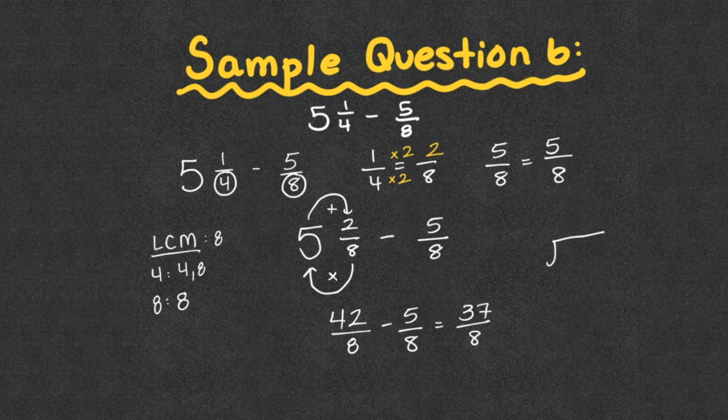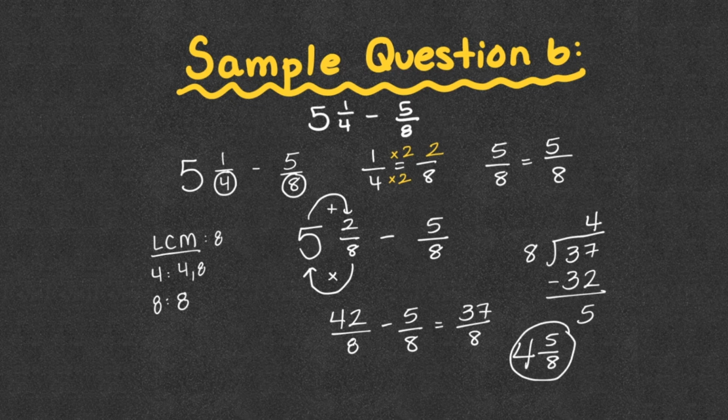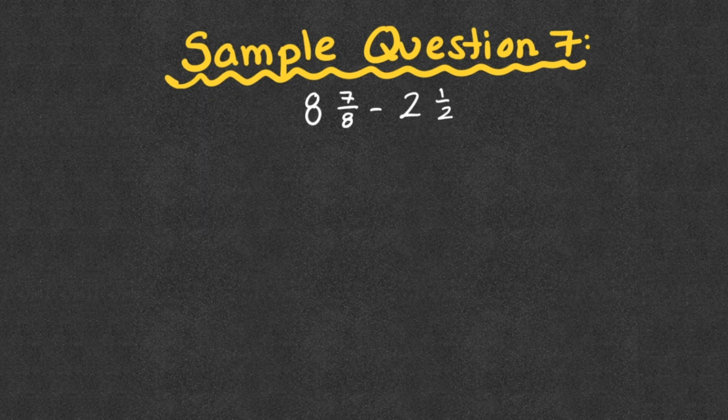Now I can just convert it back. 37 divided by 8. That's 4. 8 times 4 is 32. 37 minus 32 is 5. So my final answer is 4 and 5 eighths. If you have to borrow, turn things into improper fractions so there is no borrowing needed. The borrowing part, if you understand it, is wonderful. If not, totally fine. And I will show you how to borrow on this one.